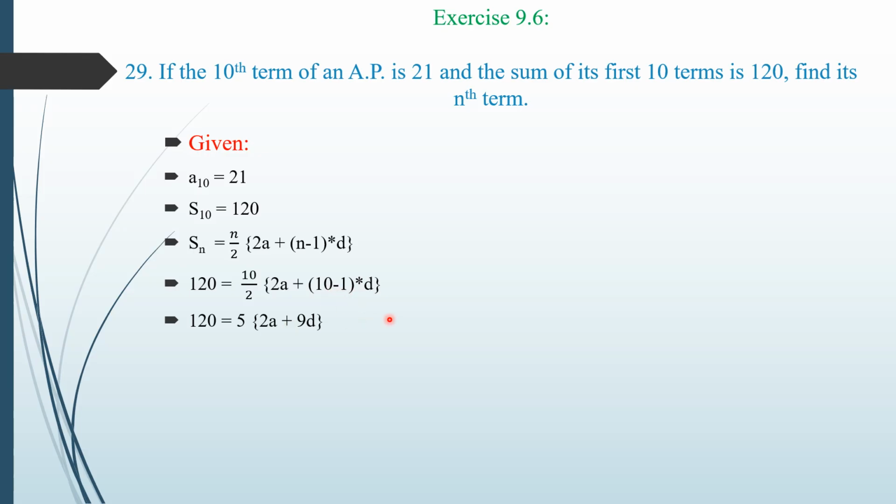is 9d. When I simplify this further, taking 5 on the left hand side, that is going to be equal to 120 by 5, that is 24, which is equal to 2a plus 9d. I'll keep this one as equation number 1.